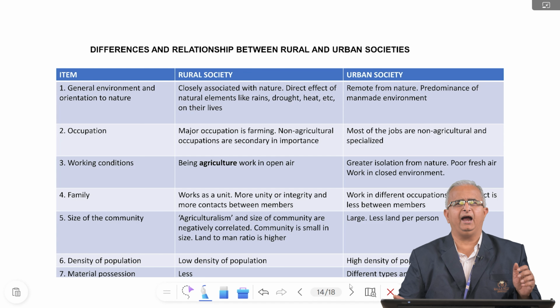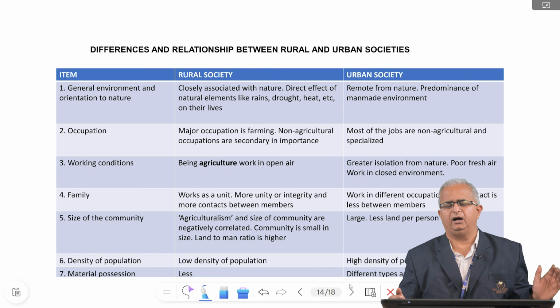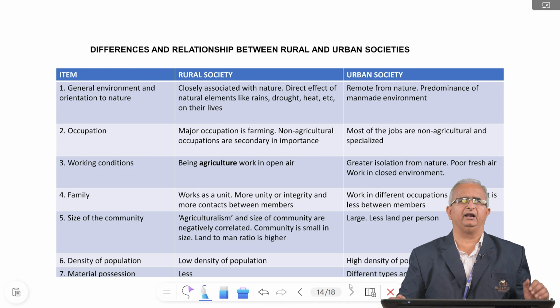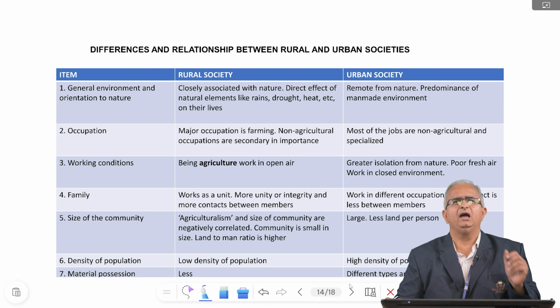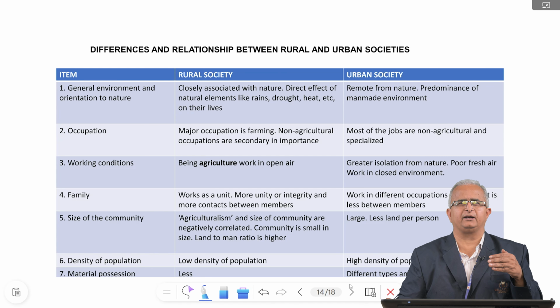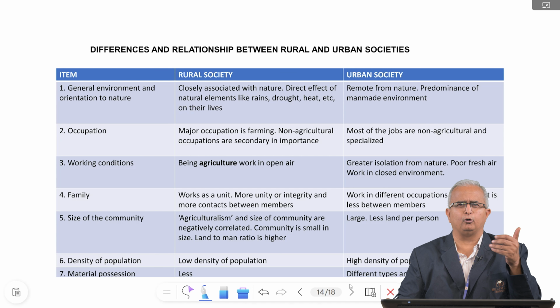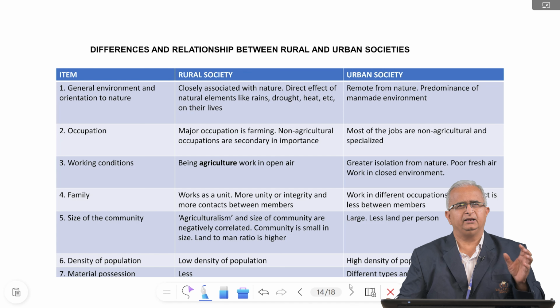And in the urban areas, the general environment is very remote from nature, with a predominance of the man-made environment. Within closed walls, we prepare the man-made environment that prevails in the urban areas. Whereas in the rural areas, it is very close to nature. The farmers feel the fresh air, and they are very close to nature. Mostly the majority of occupations were agricultural occupations only. The non-agricultural activities they take up are very limited.